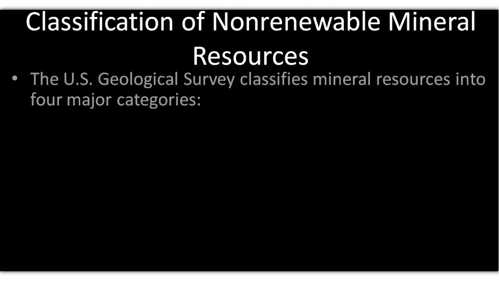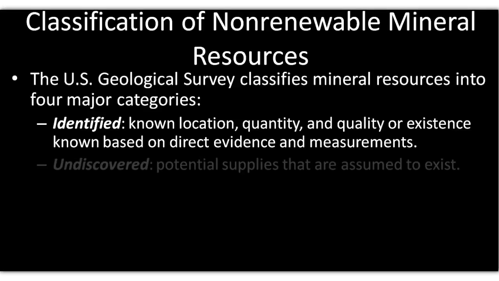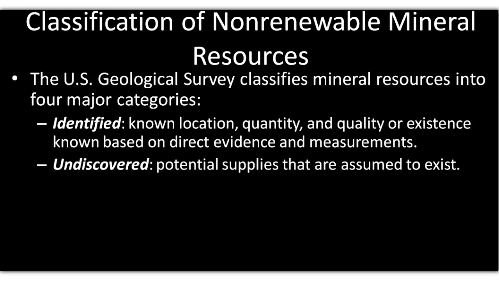So classifications. Non-renewable resources. Looking at these, the U.S. Geological Survey classifies resources in regards to identified things that we know, we've seen them, we know where they are, we have a general idea of how much we have there. Undiscovered, as the name implies, we do not know. But we assume that based on what we do know, they may exist someplace else, but it's kind of a guess.